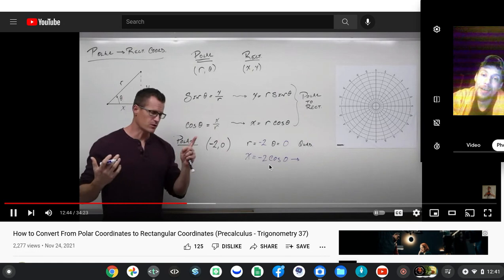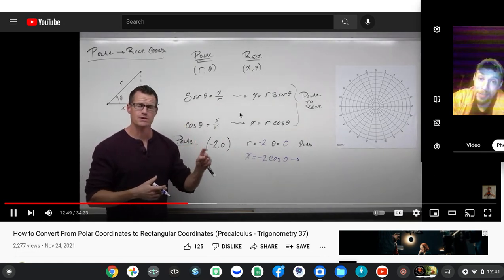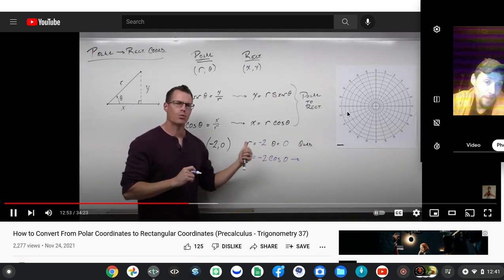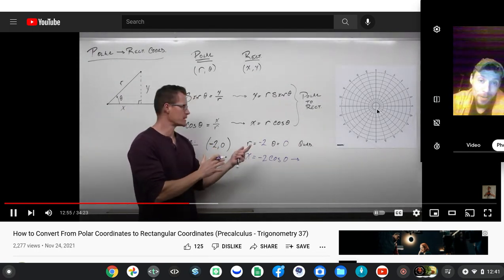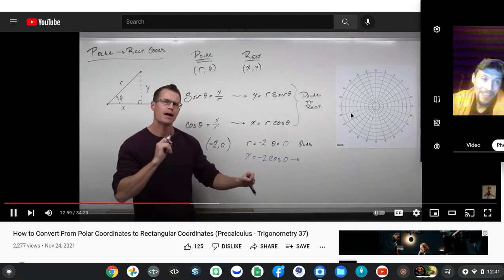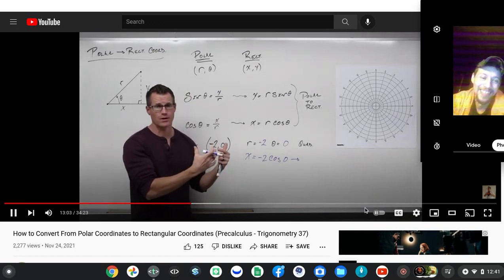Find it out in a circle, or memorize it, or use the table. Cosine of 0 is 1. 1 times -2 is -2. Now notice something. You don't have to worry about what quadrant you're in with polar, because these negative R's and angles tell you precisely where you're at, and those signs really do translate into the rectangular coordinate system very, very well.